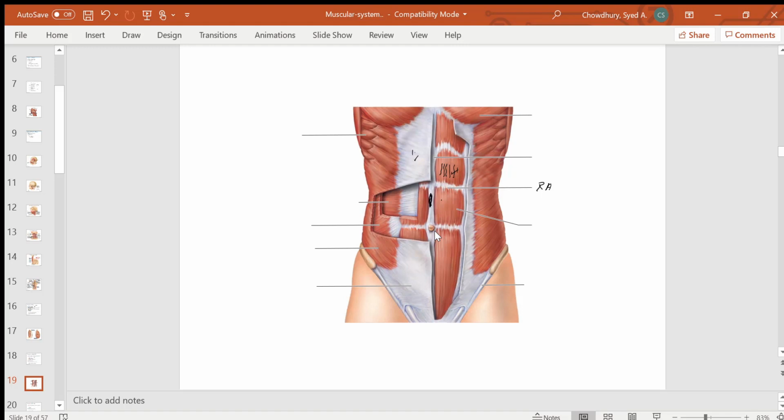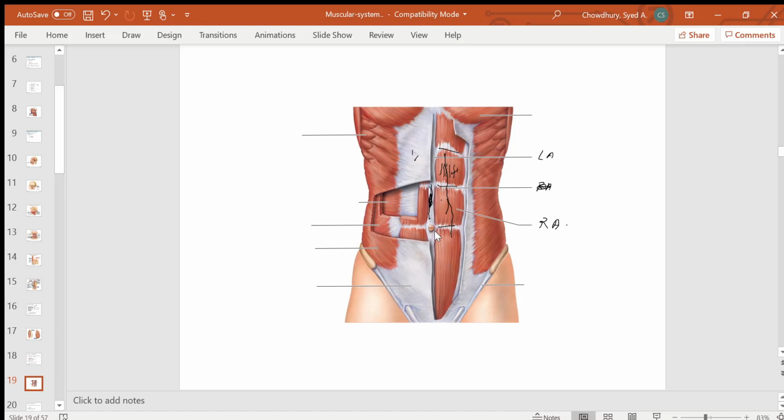connective tissue structure that is called linea alba. Linea alba. Okay. And then this is rectus abdominis, the whole muscle. And these are the transverse lines, also connective tissue structures, and linea alba is this one.